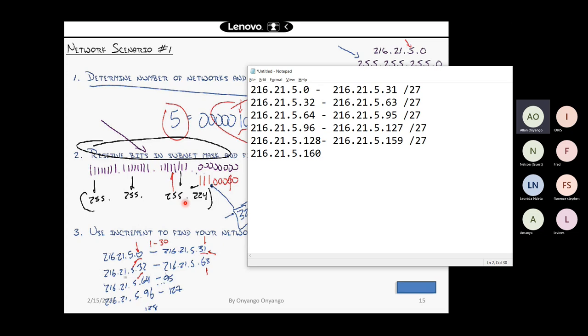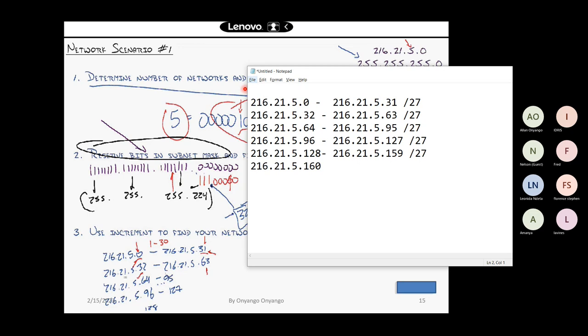Now, at this point in time, this is now a range. This range begins at 216.21.5.0 all the way to 5.31, which means that this range here is the range for the first network. It begins from 5.0 up to 5.31. Let me take you back a bit. We said for every network, there must be two addresses that are not usable. That's why we're using the formula 2 power n minus 2. So the two we were subtracting are these ones.